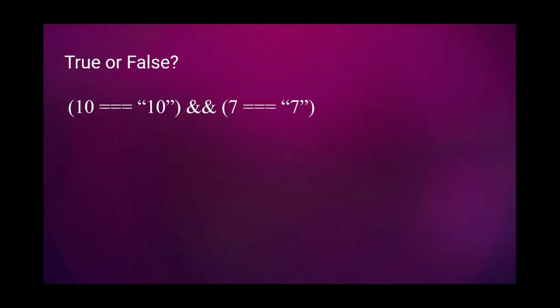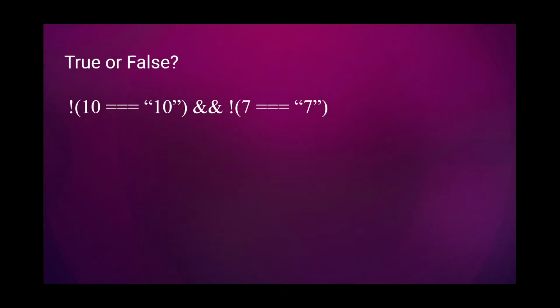So let's take a look at this. Is this true or false? Well, if you said false, this is correct because one's a string and one's an integer. How about this? The answer is still false because even though it's an OR statement, both are still false because one's a string and one's an integer.